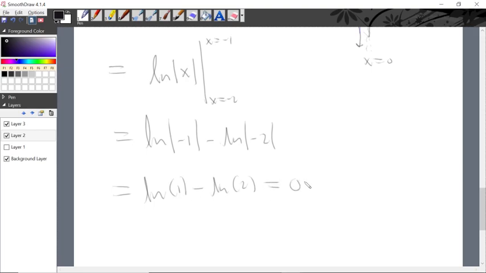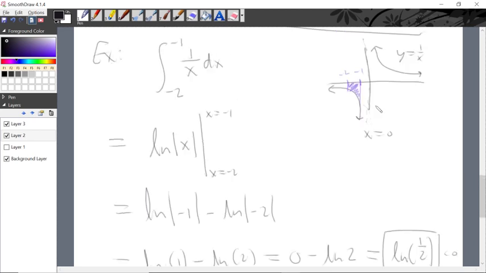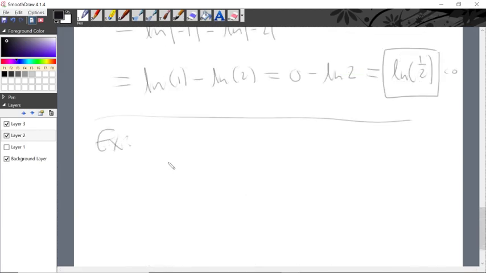The natural log of 1 is equal to 0, and so we have 0 minus the natural log of 2. Another way we can write that is as the natural log of 1/2, and that is in fact a negative number. It certainly is negative, and that quantity represents the net area over this interval.